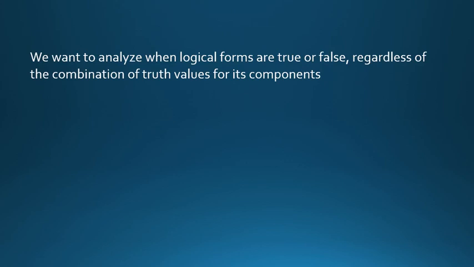In the previous video, we got an introduction into logic, logical forms, logical connectors, quantifiers, and all that good stuff. In this video, we are going to dive deeper into when logical forms are true or false through the use of truth tables. So, as I said, we want to know all possible cases for when logical forms are true or false. And when I say all possible cases, I mean regardless of the combination of truth values for its components P and Q, or P and Q and R. And the way we do this is with truth tables.